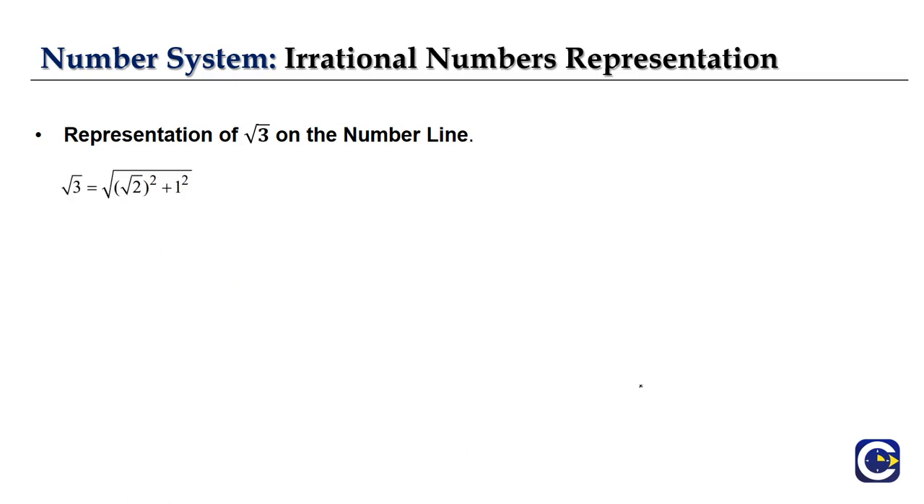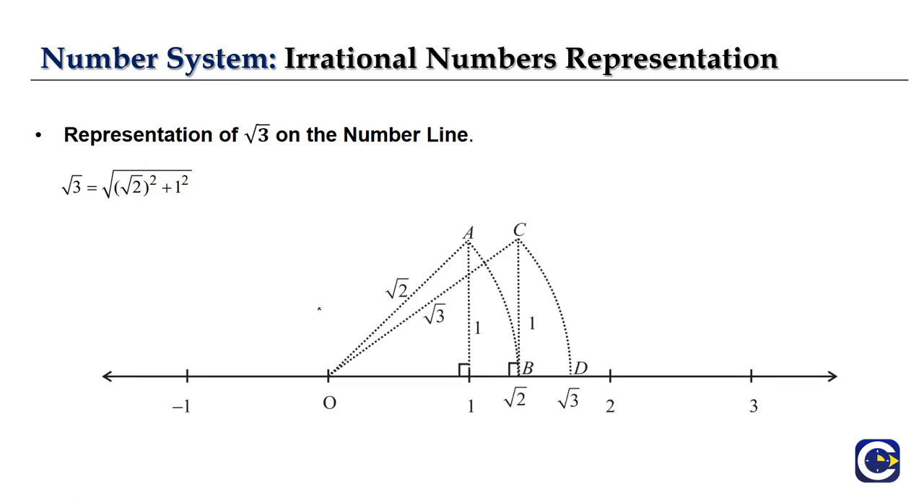Representation of root 3. Our basic aim is to express root 3 in terms of our Pythagoras theorem. Root 3 can be written as root over 2 square plus 1 square. Now let us take our number line. We know how to draw root 2, so first we locate root 2, since we have represented root 3 in terms of root 2. We have already located root 2, which is at point B.